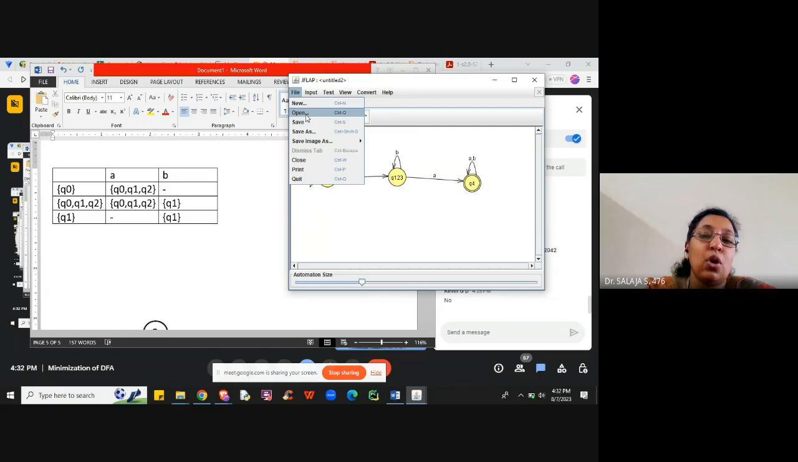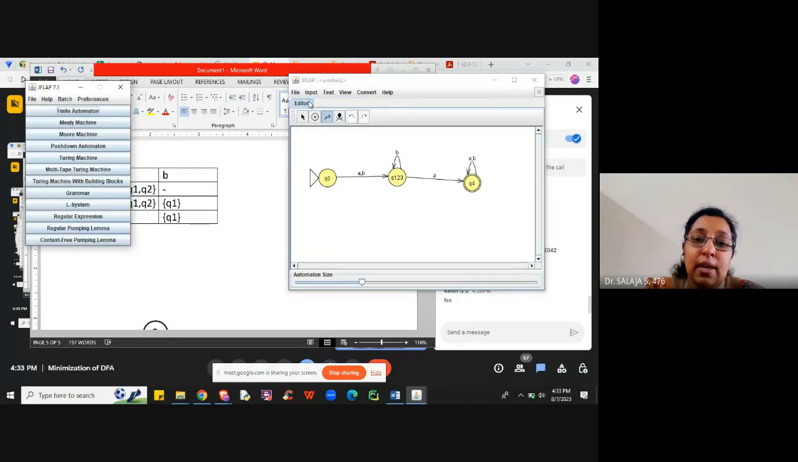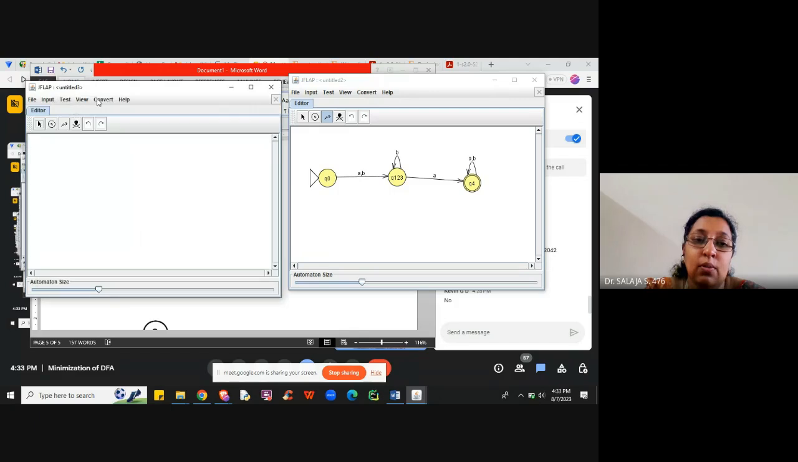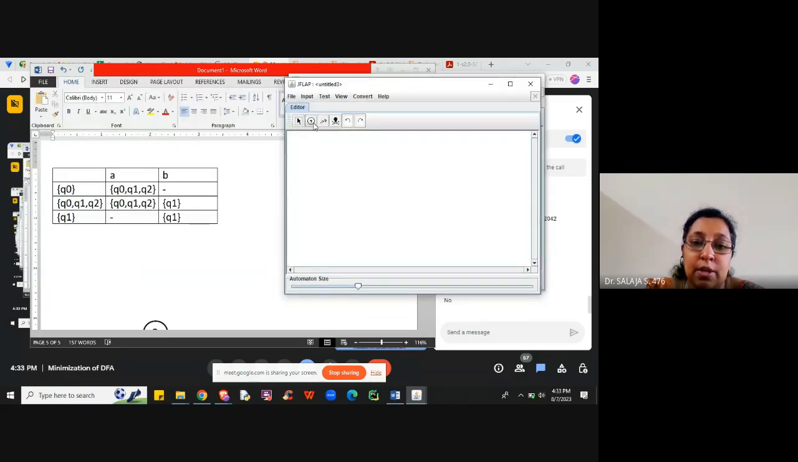So you have two options. Sometimes while you solve it, whatever you get is a minimized DFA. Sometimes you will never get a minimized DFA, and you are supposed to apply the minimization procedure. So whenever you get a result, ensure that you check whether what you have obtained is a minimized DFA.